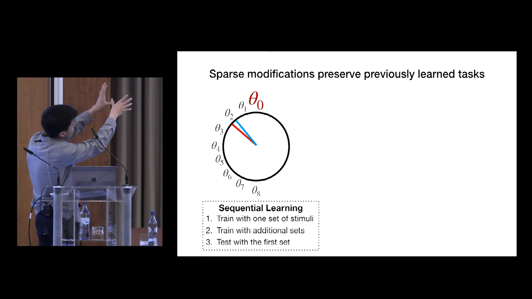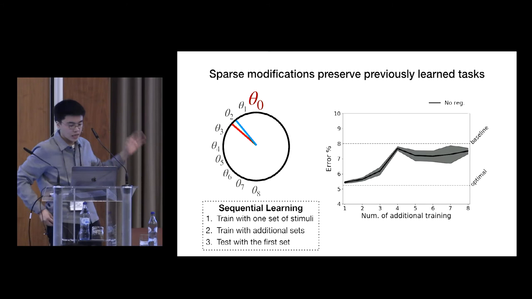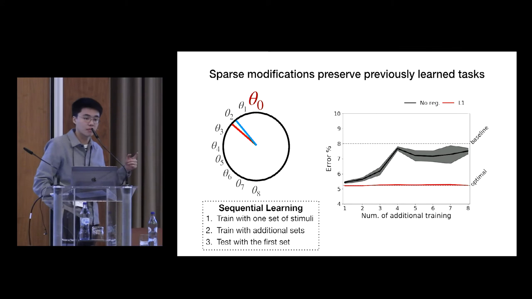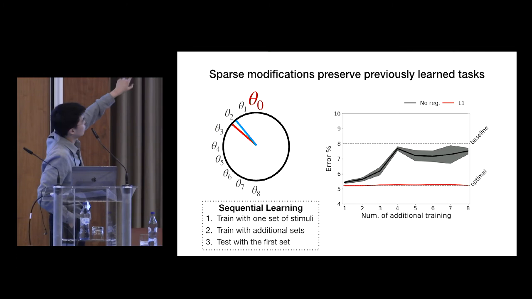So again, if you just use regular training, you see that because you're training more and more tasks after the first one, you interfere with its performance, and now it's no longer optimal, right? But if you use the sparse modification scheme that we mentioned before, you see that even though the network has now learned all these other tasks, it maintains optimal performance for the original stimulus.